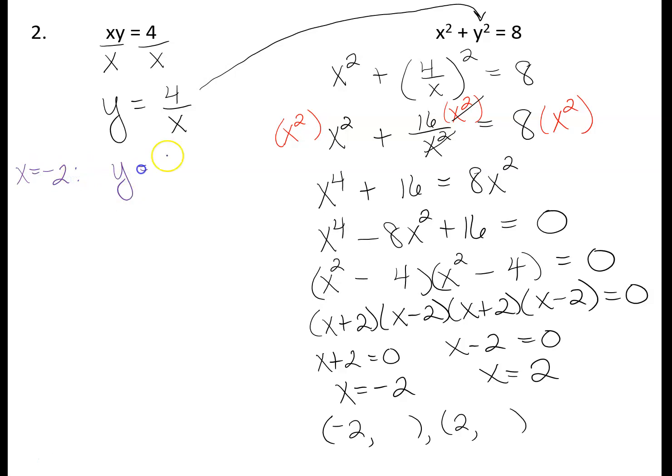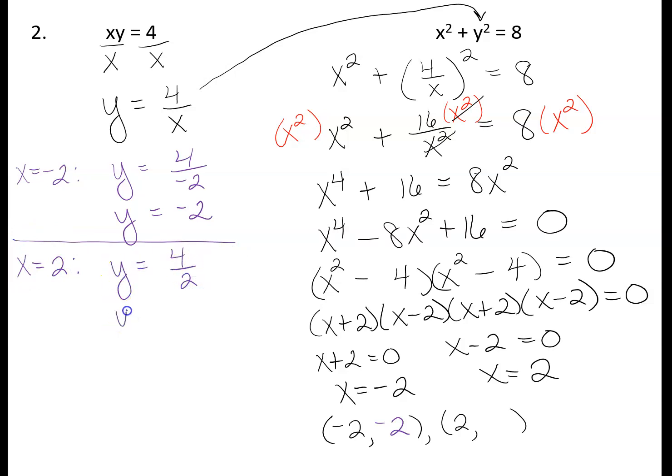Then y would be 4 divided by negative 2, which is negative 2. So when x is negative 2, y is negative 2. And then let's substitute in x equals positive 2. So it's y equals 4 divided by 2. y equals positive 2, and that's going to go here. So those are the 2 ordered pairs. Put the braces around them because that's our solution set, and box that in.